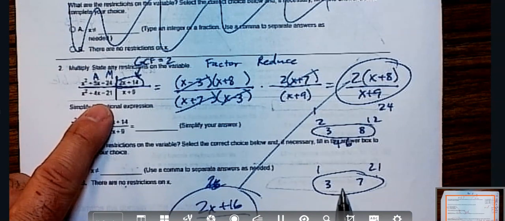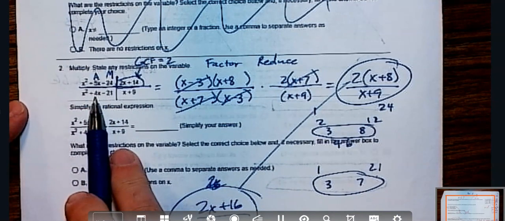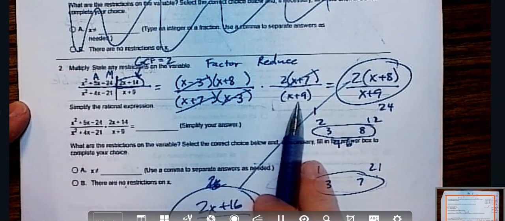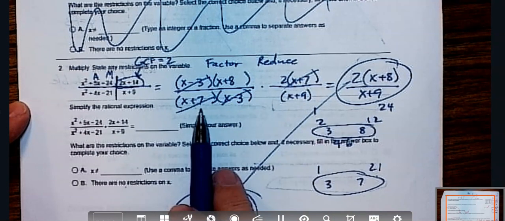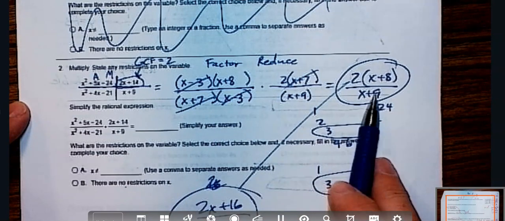This is the only combo that has a difference of 4, so that's how you get the 4 in the middle. So that's x plus 7, x minus 3. After we've done all the factoring, then it's time to reduce. So we can see the x minus 3's disappear, the x plus 7's disappear, and that leaves me 2 times x plus 8 on the top and x plus 9 on the bottom.